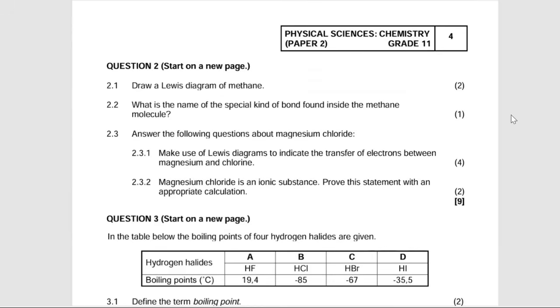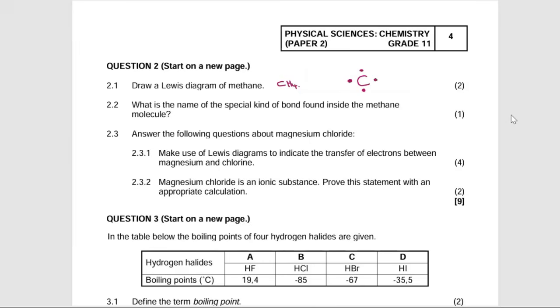Then moving on to question 2.1. 2.1 reads, draw a Lewis diagram of methane, right? So methane, we need to know, consists of a carbon and 4 hydrogens, right? So it's CH4. So having our CH4 now, we're asked to draw a Lewis diagram. If you look at the configuration of carbon, you'll find that carbon has 4 electrons on its outer shell. So 4 electrons around the carbon atom.